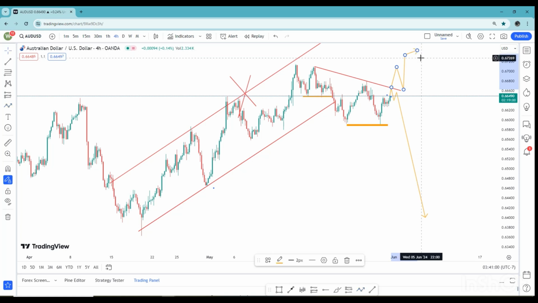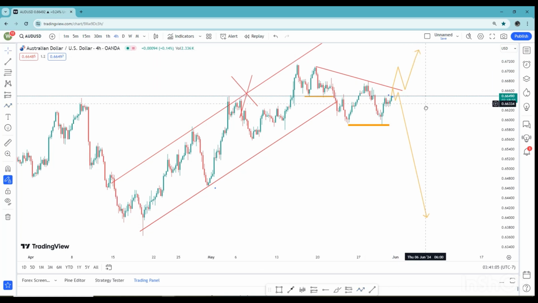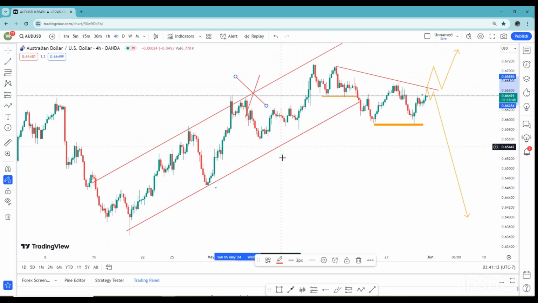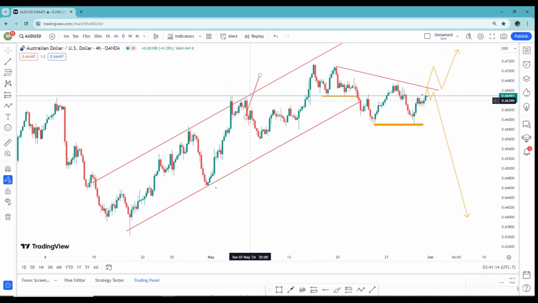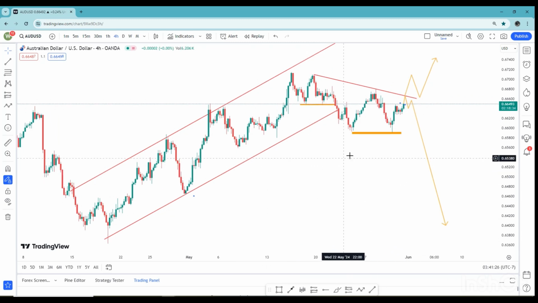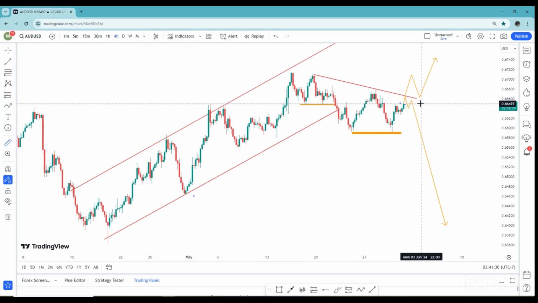We need to be patient and see what is about to happen. But the analysis, guys, this is the analysis for AUD USD. So let's be patient. It's only a few pips that is left before we understand what is about to happen. We need to see the market around this area.